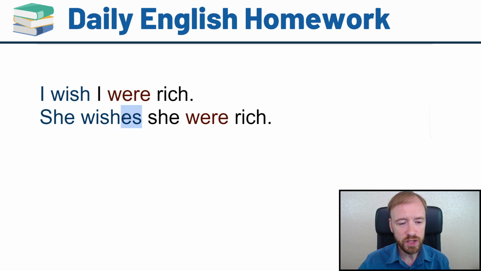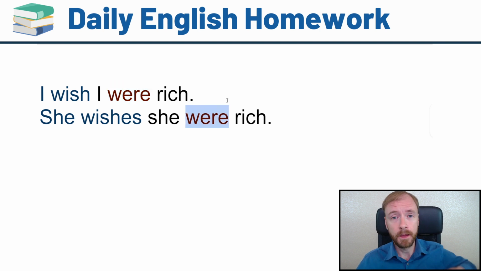She wishes. Remember, we have she, so on our verb here, we have to put s or es. She wishes, that's difficult to say. She wishes she were rich. You also put the were here. You do not use was here. So that's something a lot of students and native speakers get wrong.